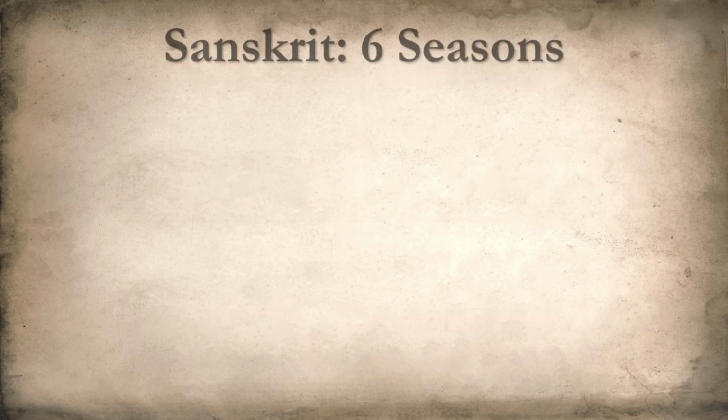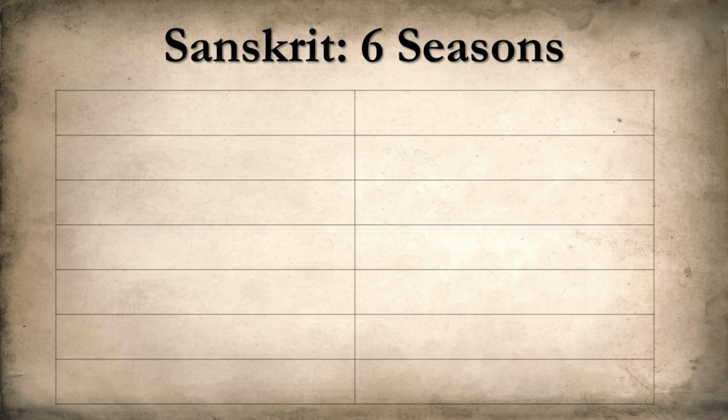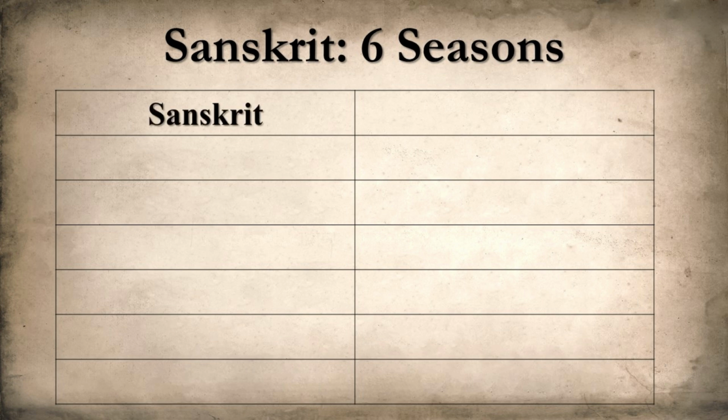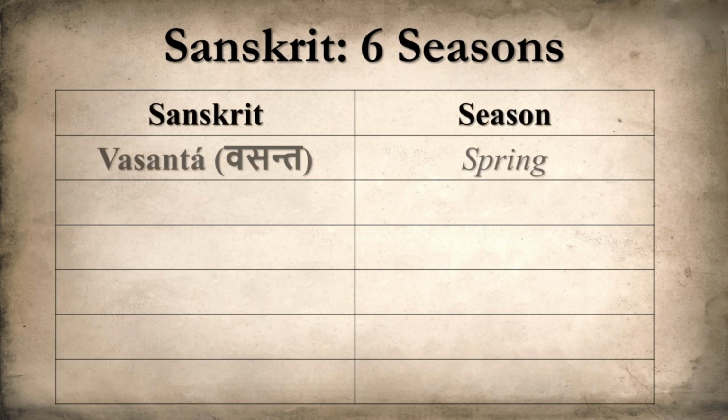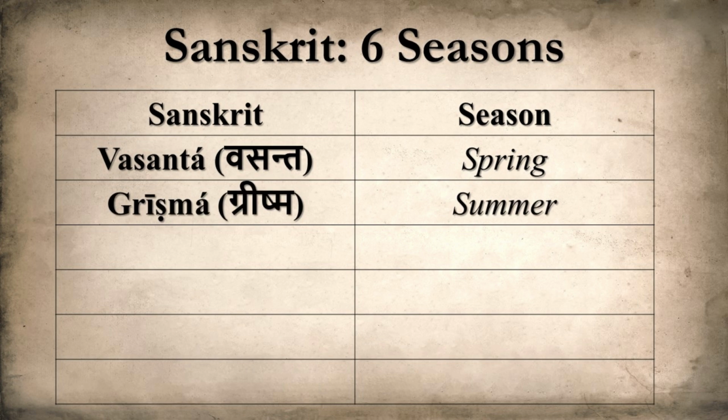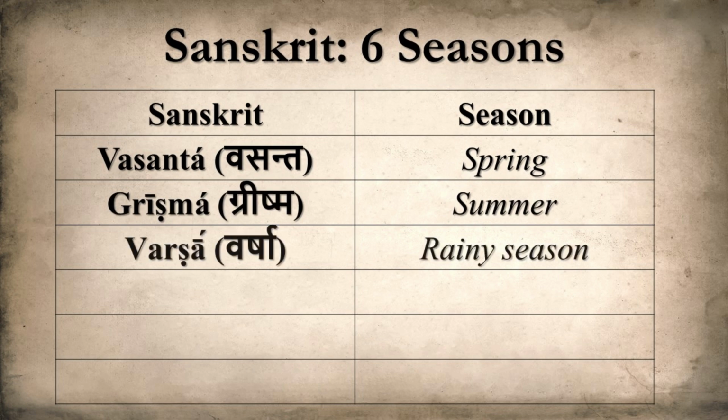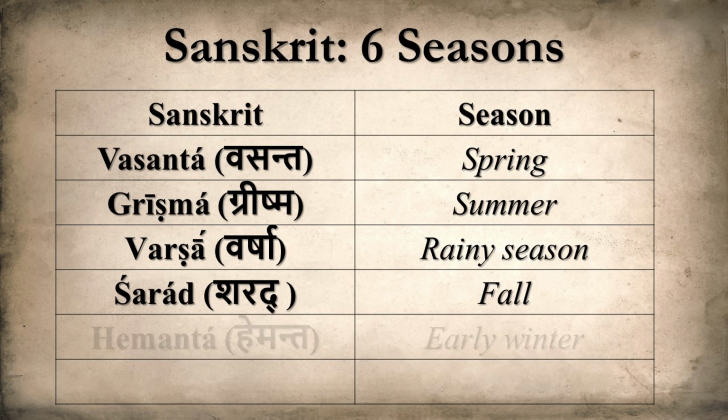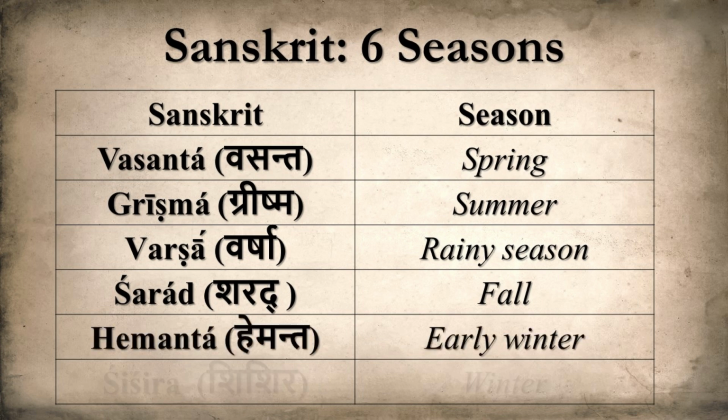Meanwhile, the ancient Vedic Sanskrit, an Indo-European language, had 6 seasons, the third of which can sort of be seen as an extension of summer, and the 6th an extension of winter. And I should note that I'm inexperienced in Sanskrit, so apologies for my mispronunciations. Spring is vasanta, summer is grishma, the rainy season is varsha, fall is sharad, early winter is haimanta, and winter is shishira.